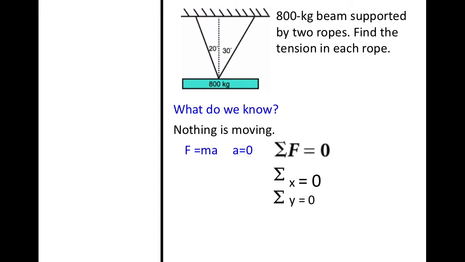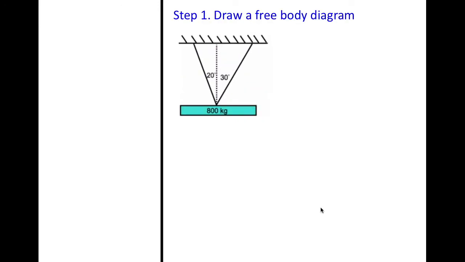Well, let's go ahead and look at what we know. We know that nothing is moving, that the ropes are holding the object still. So given that we know that F equals ma, and that acceleration is 0 because nothing is moving, we know that the sum of all the forces will equal 0. That means our x components are going to equal 0 and our y components are going to equal 0. How do we do this?